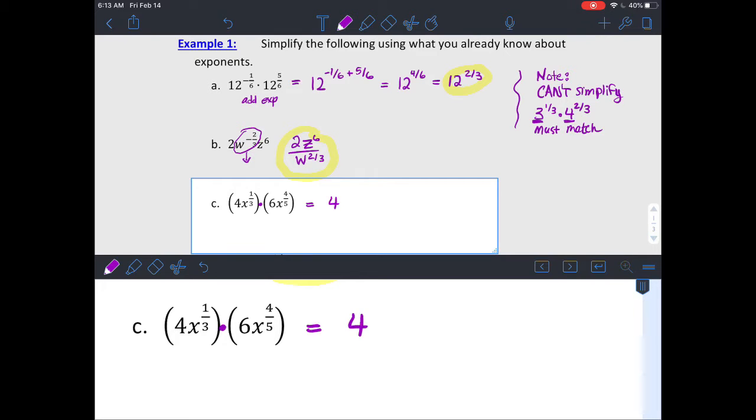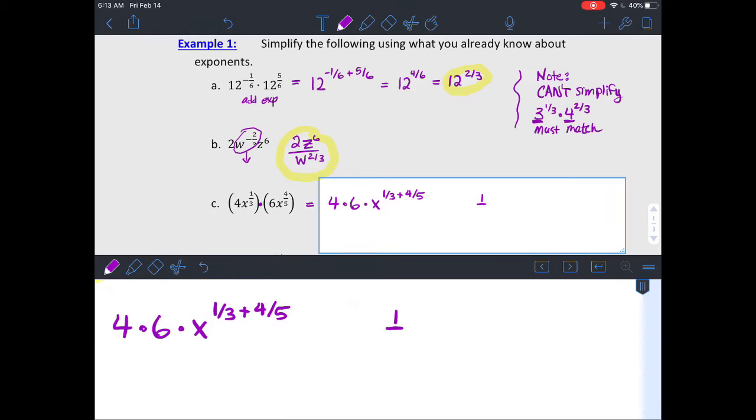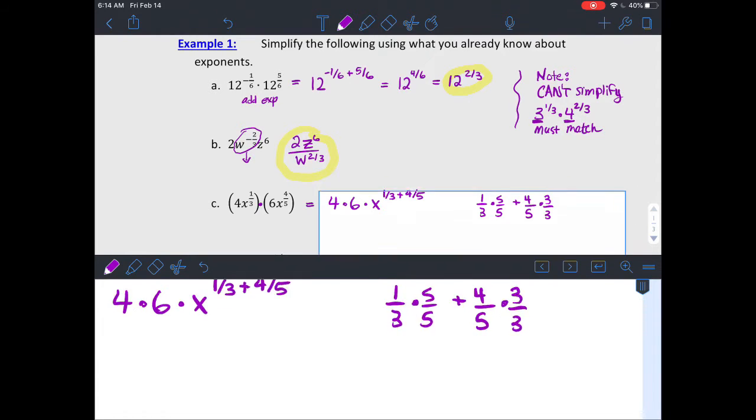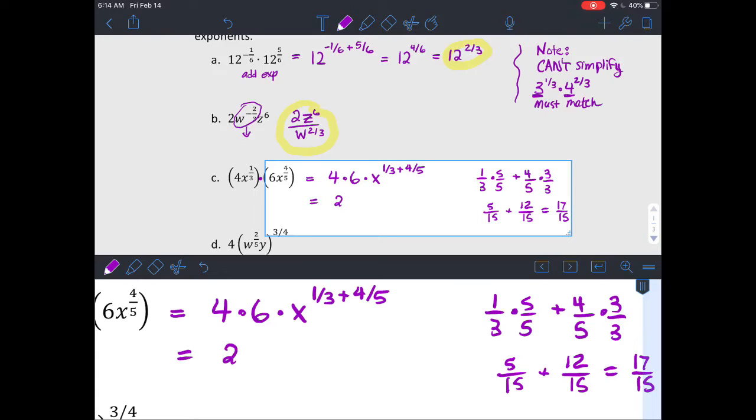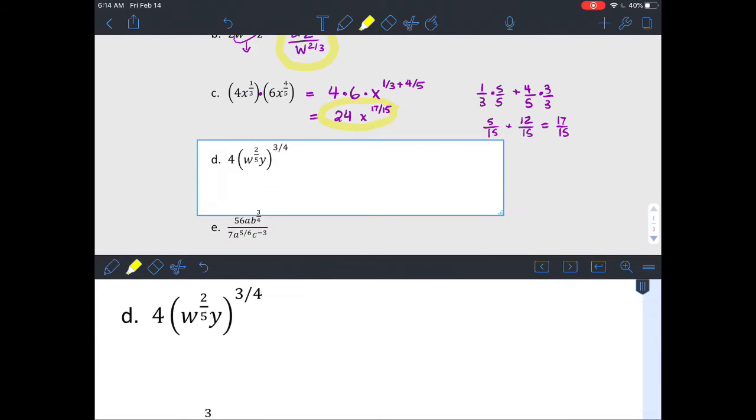Again, I'm multiplying, so I will multiply my 4 times 6 and add my exponents on my x to the 1/3 and my x to the 5/3, or 4/5, sorry. So if you're adding those, they're fractions, so get a common denominator, and you'll end up with 5/15 plus 12/15 is 17/15. You could use a calculator to save a little bit of time, but it's not bad to do without. End up with 24x to the 17/15.